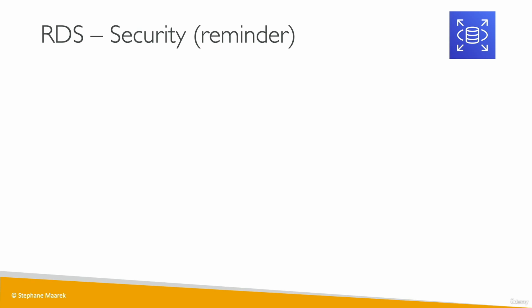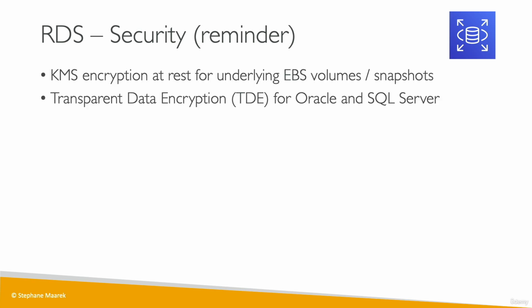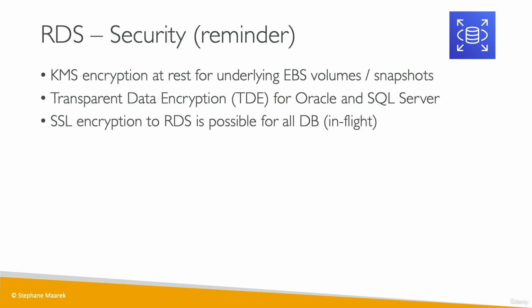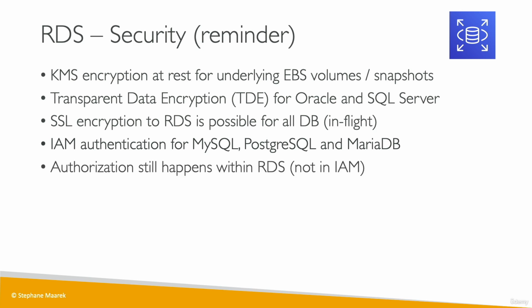In terms of security, KMS encryption is available for your underlying EBS volumes and snapshots. You get transparent data encryption, TDE, for Oracle and SQL Server. You get SSL encryption to RDS for your in-flight database calls, and it's possible to enforce it. IAM authentication works for MySQL, PostgreSQL, and MariaDB. And authorization, even though you're authenticated with IAM, still happens within RDS, so you still need to define what your users can and cannot do inside of your RDS database. IAM cannot help you with that.